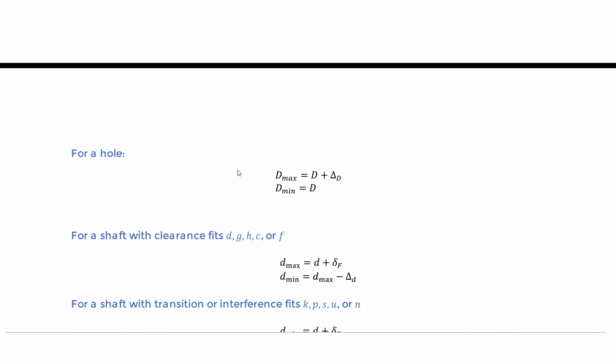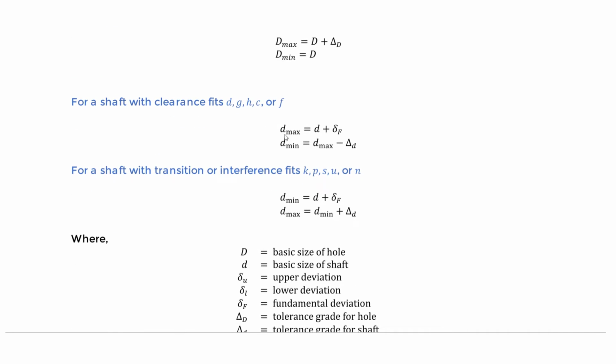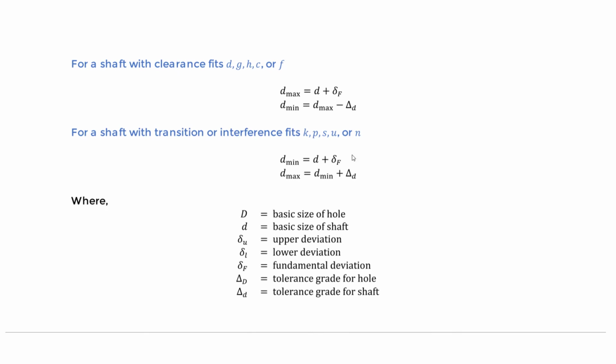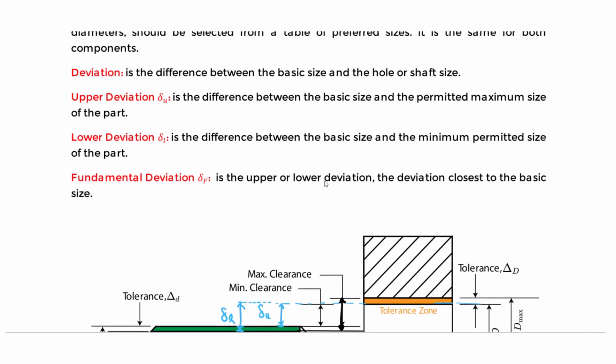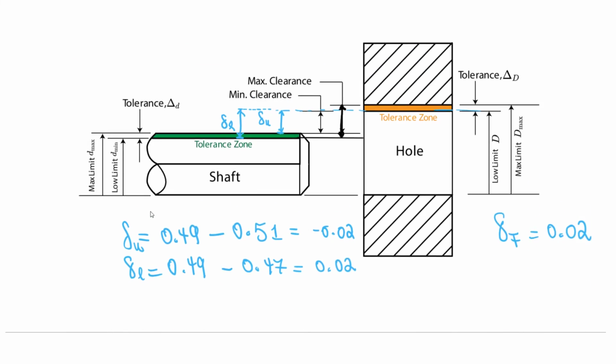Let me go down here. These are all in the handbook, and let's say you want to find the diameter max. Use your fundamental deviation here, and that's applicable here as well. But that's how you find the upper and lower deviation.